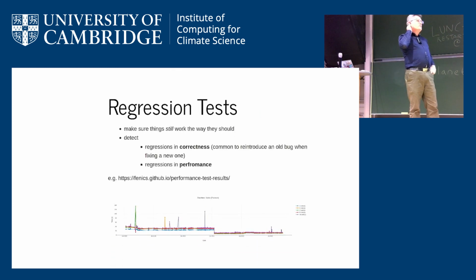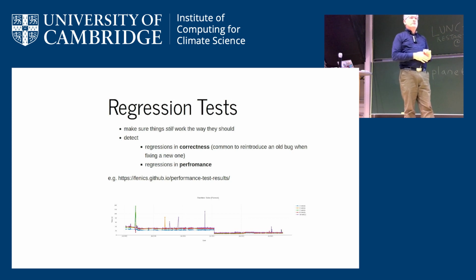Another sort of test is called a regression test. A regression is a technical term to mean it's not working the way it used to. Some of the ways it might not work is in correctness. So you didn't have a bug, you did some refactoring on your code, and now you do have a bug. A really common case where that happens is when you're fixing a bug. You're fixing one part of the code and you accidentally reintroduce a bug you've had before. So that's a particularly common case.